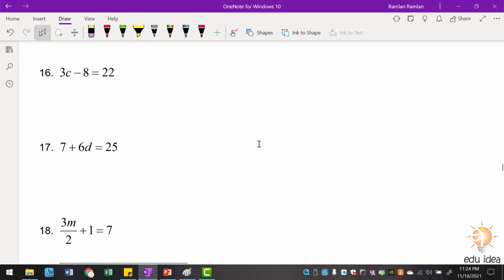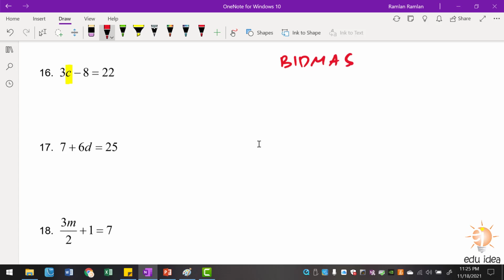We have number 16. We have 3c minus 8 equals 22. Again, the first thing I need to see is the variable, which is here, and it's on the left side of the equal sign, but it's not alone because we still have this guy and this guy, right? So we need to get rid of those two numbers. Okay, again, you use the bitmask concept, but in reverse, right?